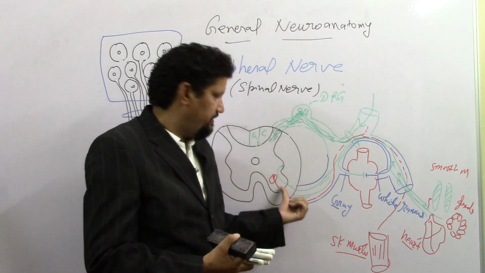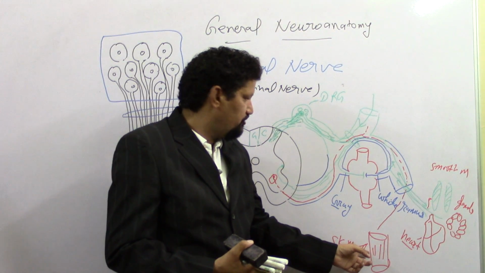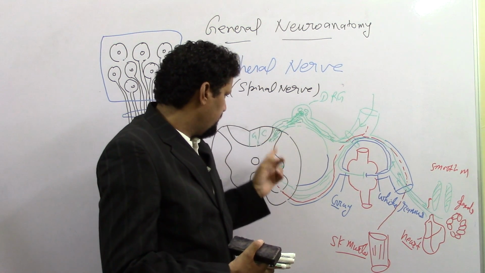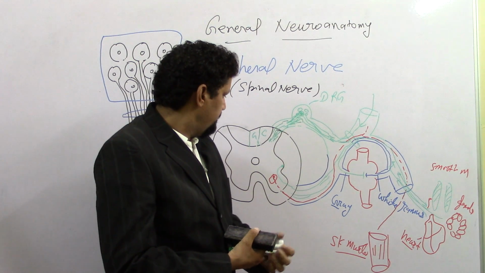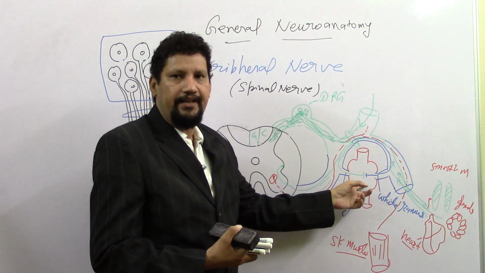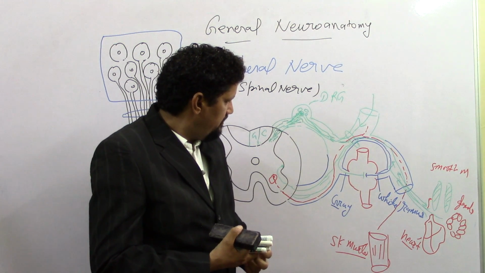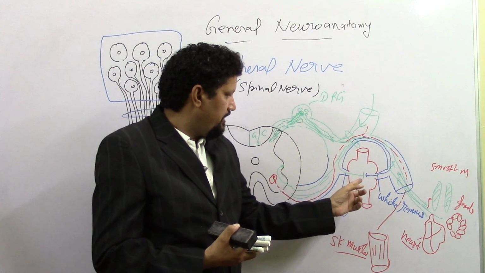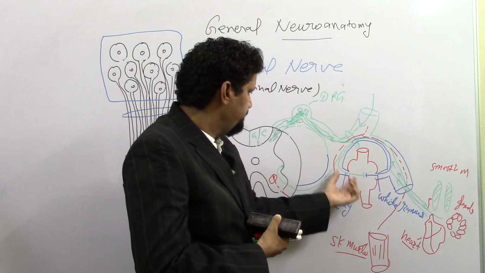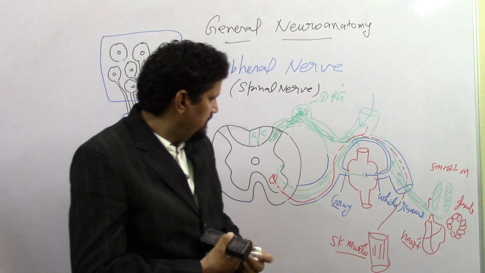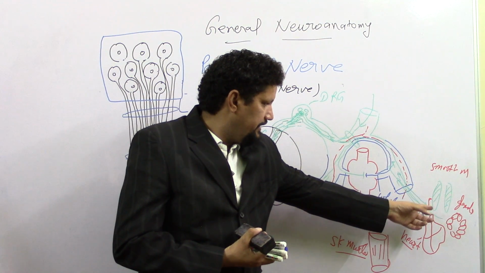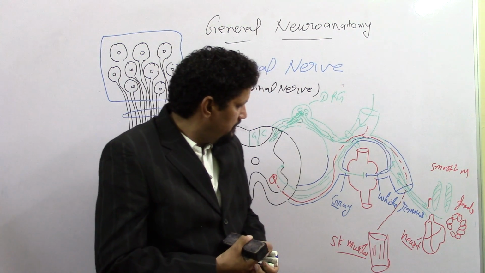One is somatic efferent, supplying the skeletal muscles, joints and tendons. The visceral efferent takes origin from the lateral column or lateral horn of the spinal gray matter, and the fibers enter the sympathetic chain and sympathetic ganglion, and after forming synapse, these fibers, which are now postganglionic, re-enter the spinal nerve and supply the smooth muscles of the viscera, glands, blood vessels and heart.